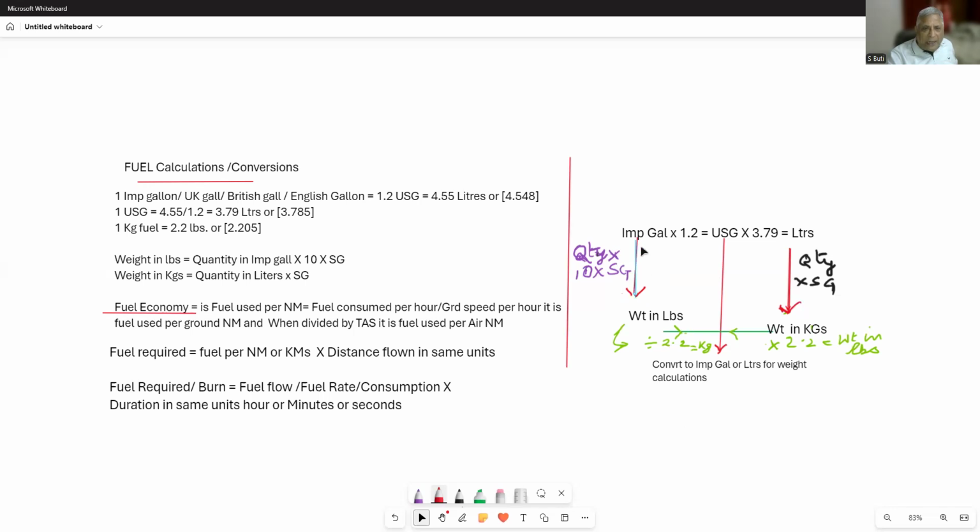So imperial gallon times 10 times the specific gravity of the fuel will give you the weight of the fuel in pounds, divided by 2.2 and you will get the weight in kgs.